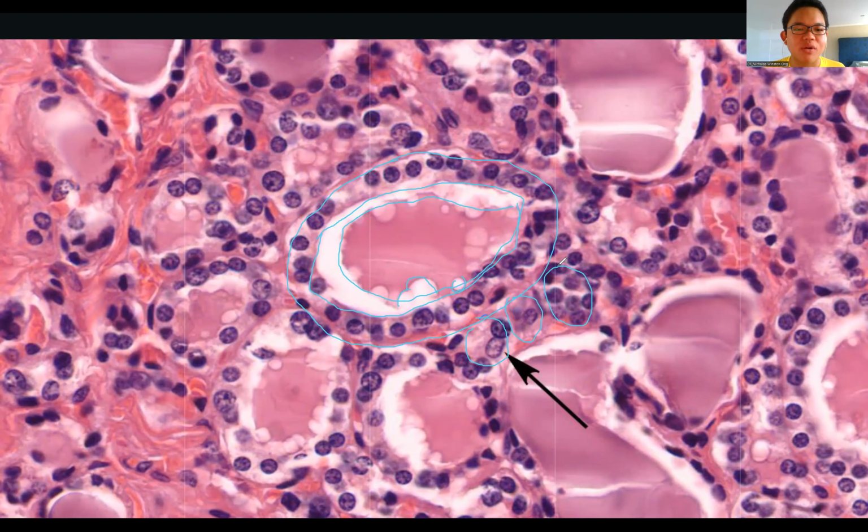Let's move on to our next organ from the integumentary system. But first of all, I'm going to ask for a bit of time to erase all of this. Let's go.